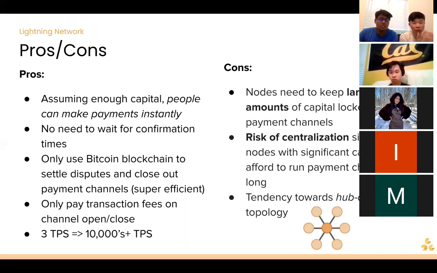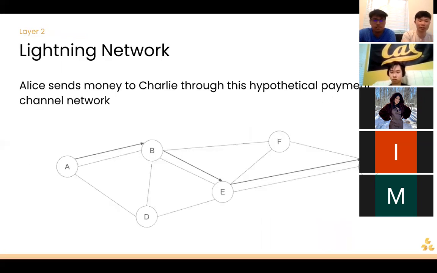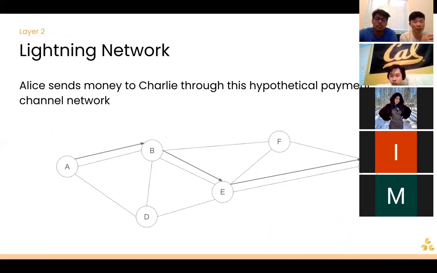In addition to that, there is a risk of centralization. With this scalability increase, there is a pretty significant centralization risk. If we go back to this picture, imagine Ethan is a rich dude. He has all the Bitcoin, he's a Bitcoin whale. He can afford to keep his payment channels open way longer than anyone who has a small amount of Bitcoin. He can afford to accept payments and route payments to where they're supposed to go much longer than anyone else.